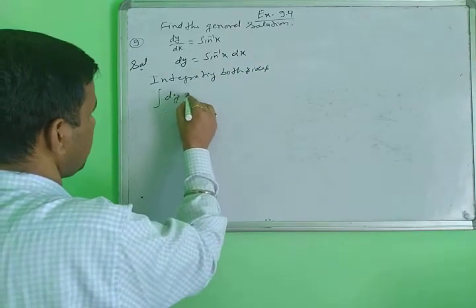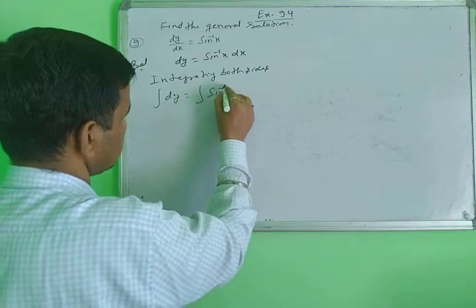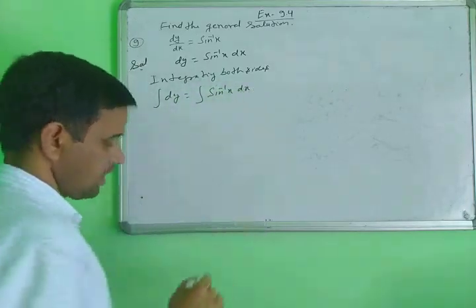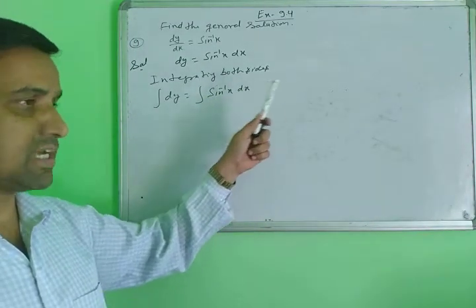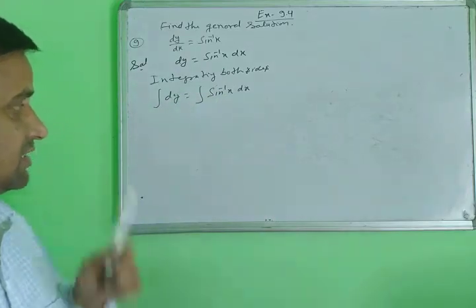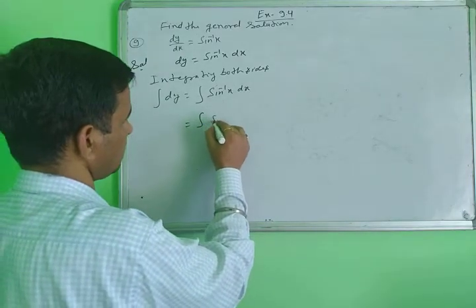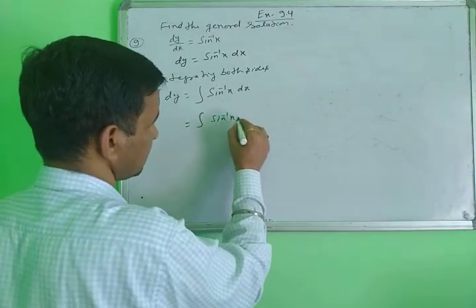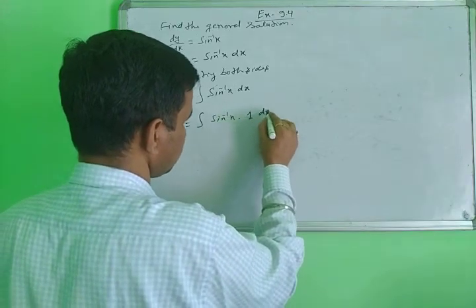So dy equals inverse sin x dx. In this step, you have no direct identity for the integration of sin inverse x. So how do we integrate this? Then you will take the integration of sin inverse x, taking sin inverse x as the first function and taking 1 as the second function.